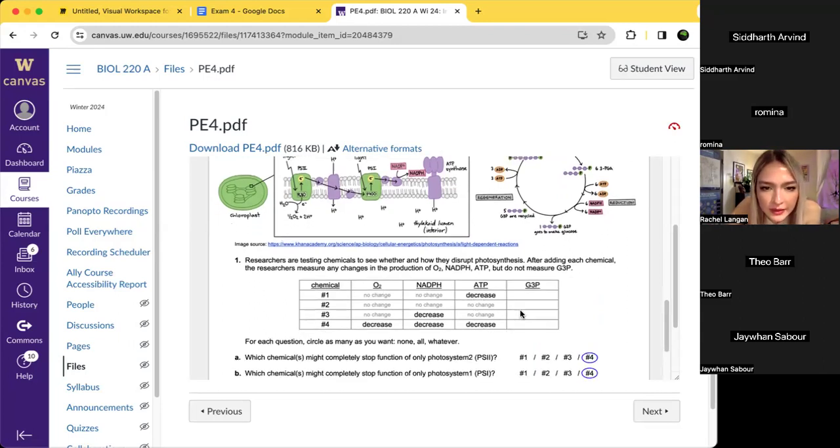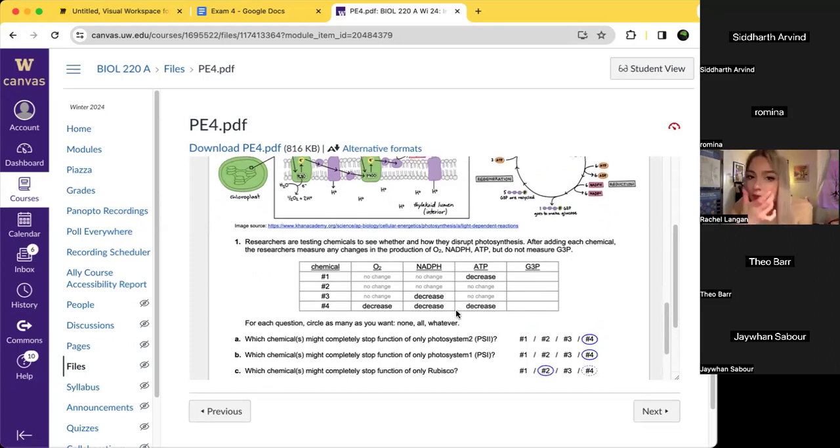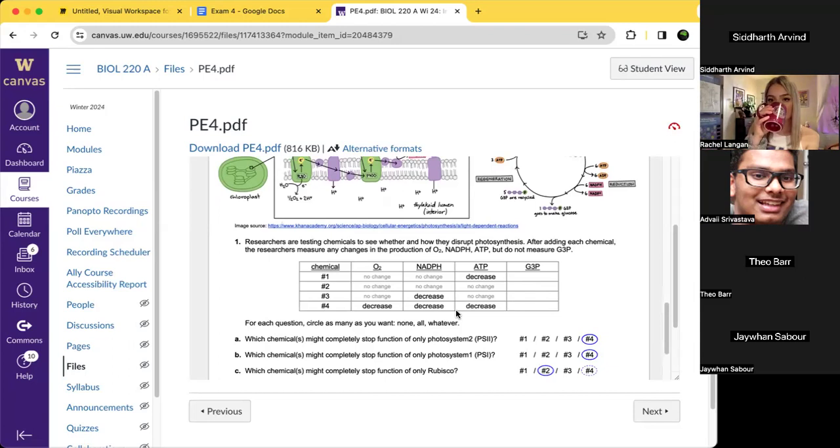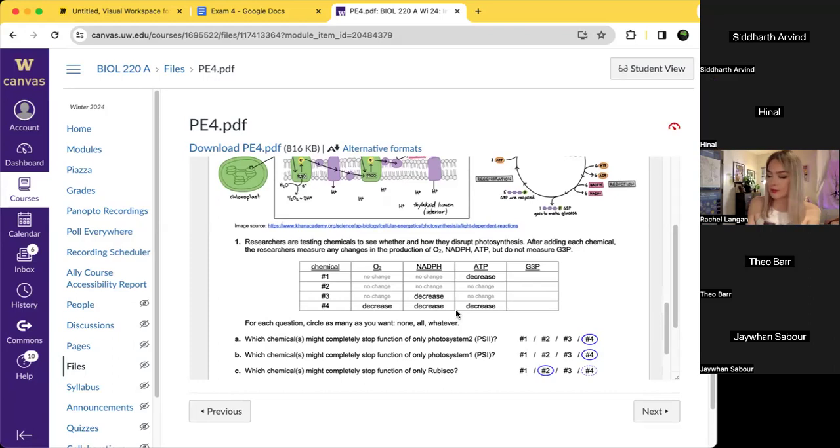So which one is saying no change? I have a question for that part. If there was an option where it said only a decrease in oxygen, would that count because of photorespiration, how oxygen contributes to Rubisco? Well, if Rubisco is not working, photorespiration won't happen either.